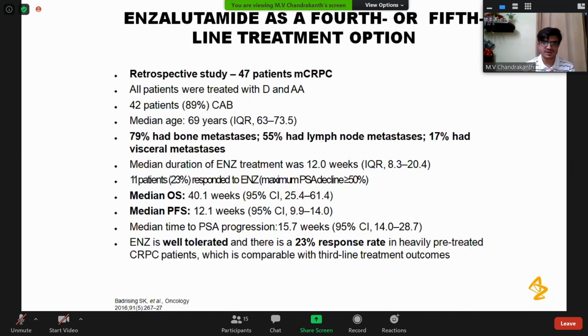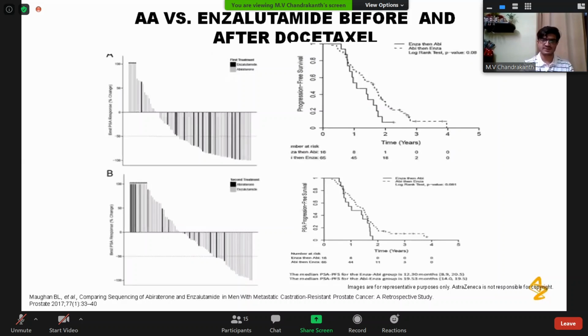Enzalutamide was well tolerated, and there was a 23% response rate in patients of CRPC who were heavily pretreated. So even when you use enzalutamide in heavily pretreated patients, we expect a response rate of around 20% and a PSA PFS of around 3 months. This is what we can expect.